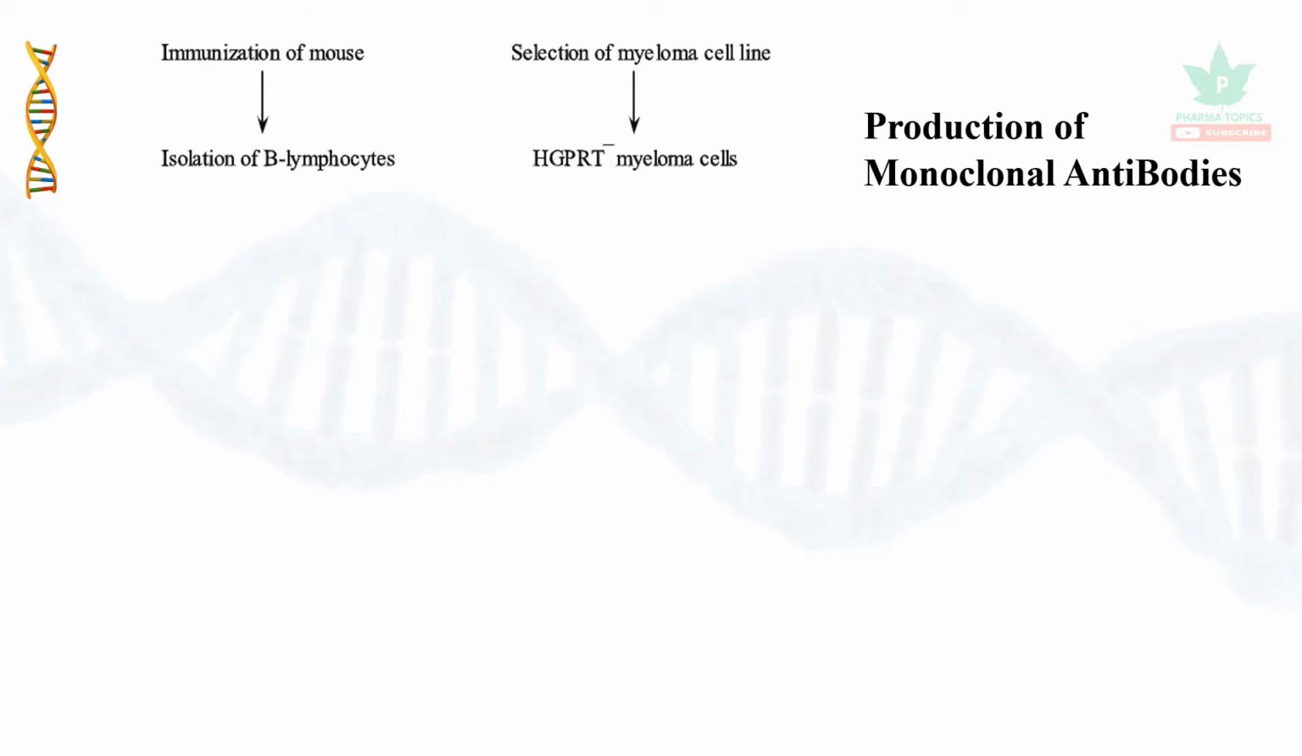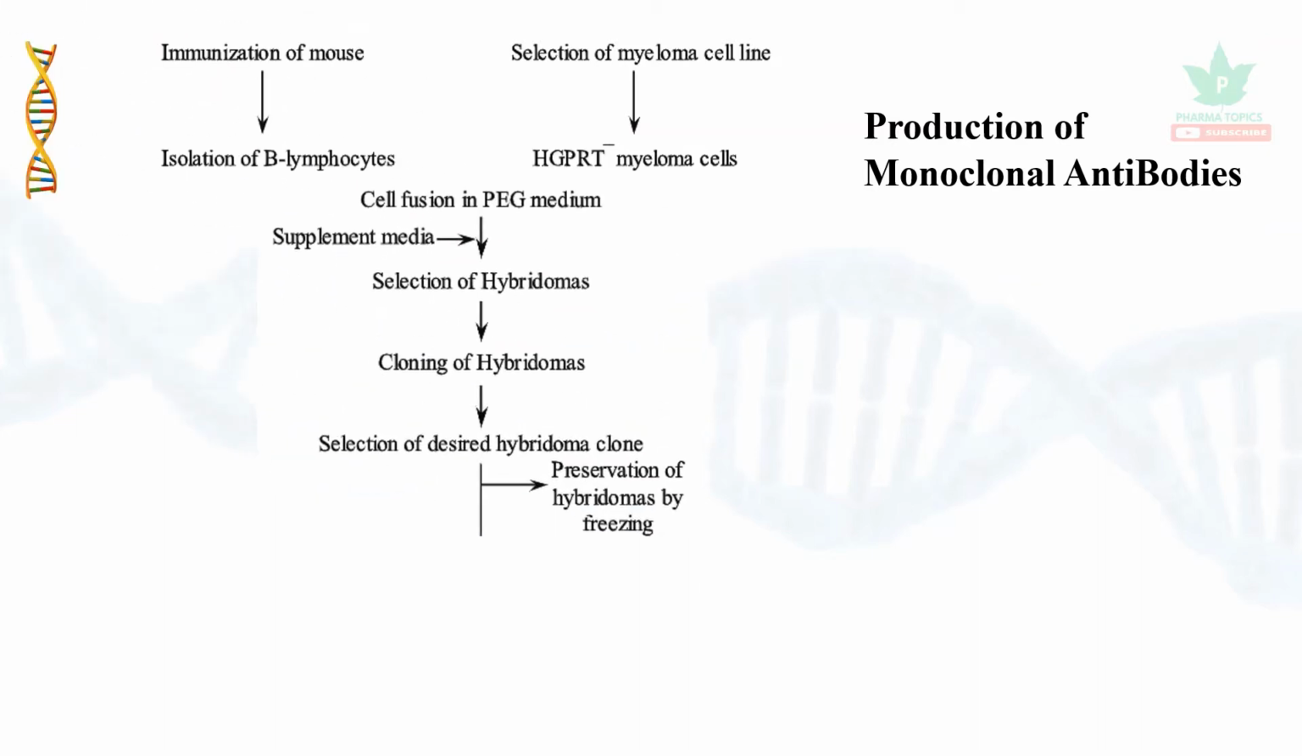So you have to remember, the mouse will be immunized with the specific antigen for which a particular antibody, a monoclonal antibody, is needed. Then the B lymphocytes will be isolated. Then the myeloma cells will be cultured. It will be HGPRT negative, whereas B cells will be HGPRT positive, and B cells will be lacking the thymidine kinase gene, whereas the myeloma cells will have the thymidine kinase gene.